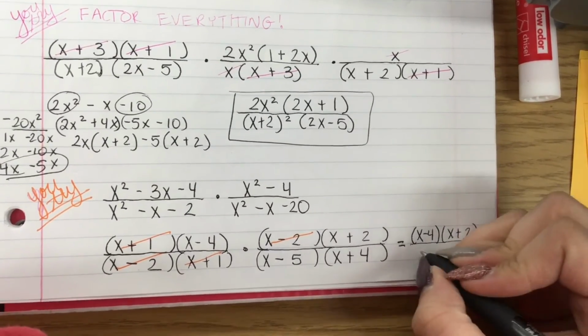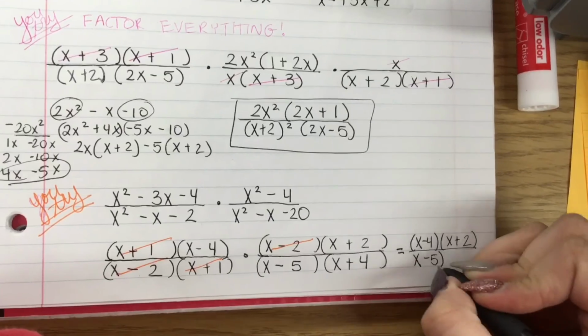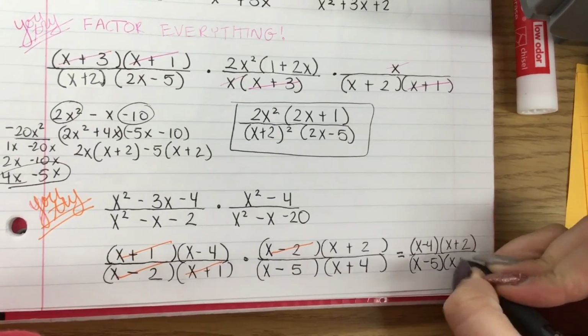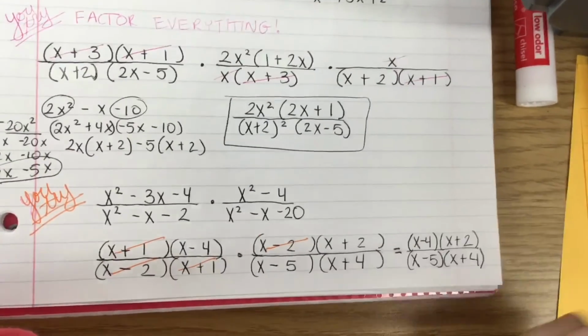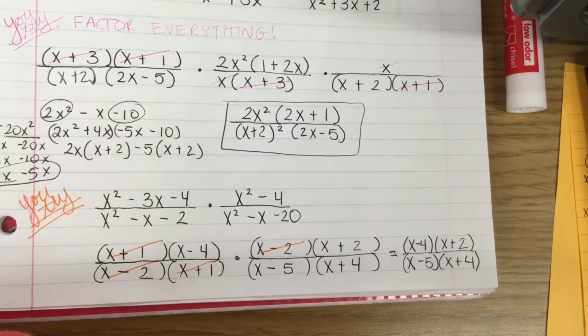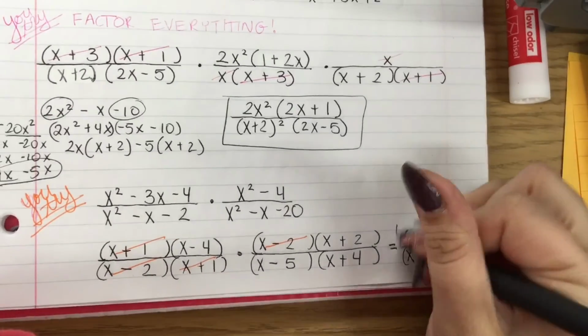I cannot magically cancel out the 4s. I cannot magically divide by 2 or anything like that. So here I have these two factors in the numerator and these two factors in the denominator left over.